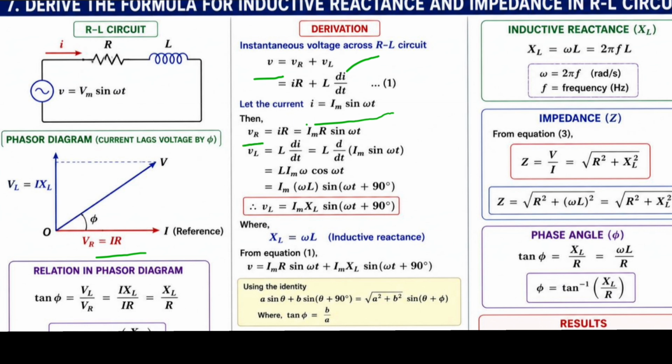Then VR is equal to i R. You just substitute the value of i here, Im sin omega t. So VL, you can write it: L di by dt, the i value also substituted here. If you differentiate, you will get di by dt is equal to Im omega cos omega t. So you can take out the constant, omega t plus 90 degrees, according to this condition. So you will get VL is equal to Im XL sin of omega t plus 90 degrees. Okay.